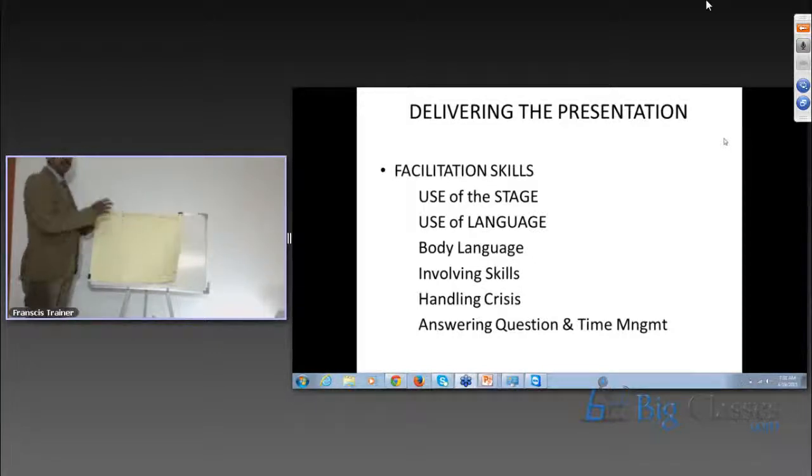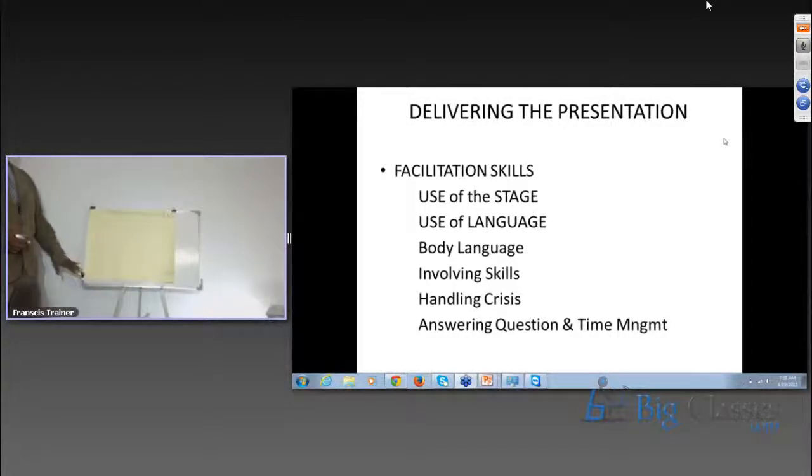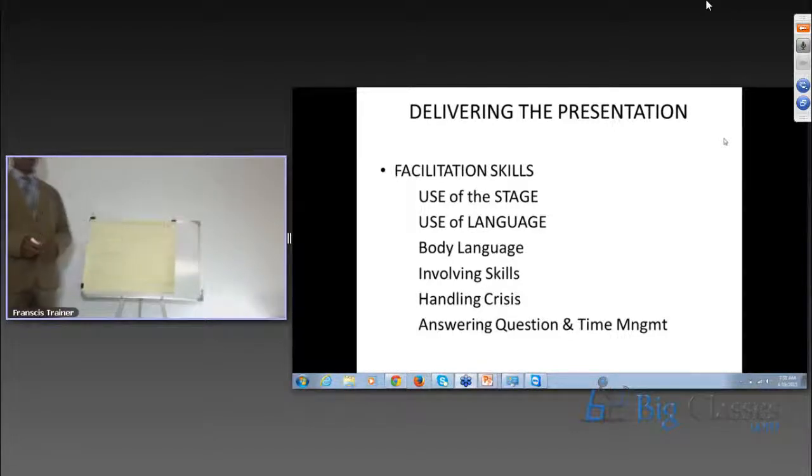It could be a board. It could be a PowerPoint presentation. It could be anything for that matter. How do you put it on the board? Couple of things. For example, this is my PowerPoint presentation, first slide, or the consecutive slides.